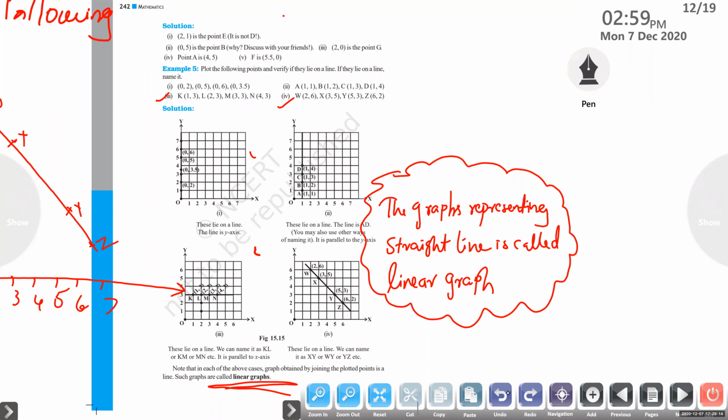Linear graphs are represented by straight lines, or the graphs of straight lines are called linear graphs, or linear graphs are straight lines. Very important point it is. Linear graphs are straight lines.